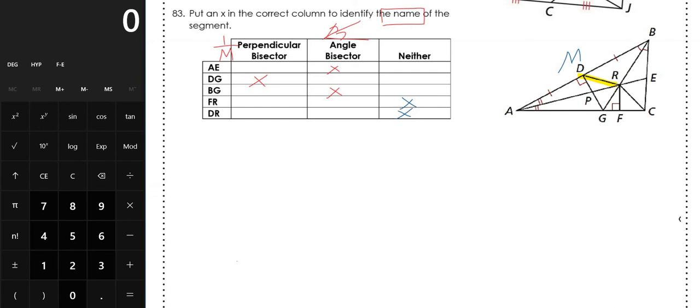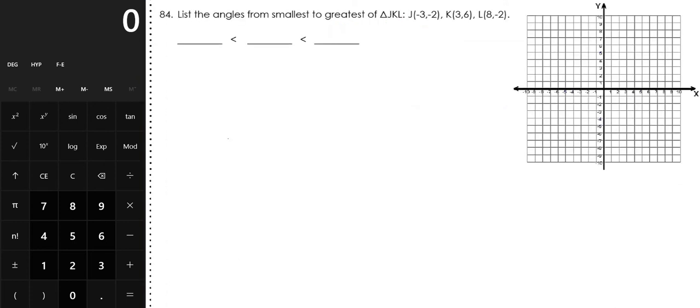Okay, let's move on to 84. Number 84. List the angles from smallest to greatest of triangle JKL with those coordinates. Let's go ahead and draw triangle JKL. Let's graph it, and then let's talk. So take a moment now, go ahead and graph.